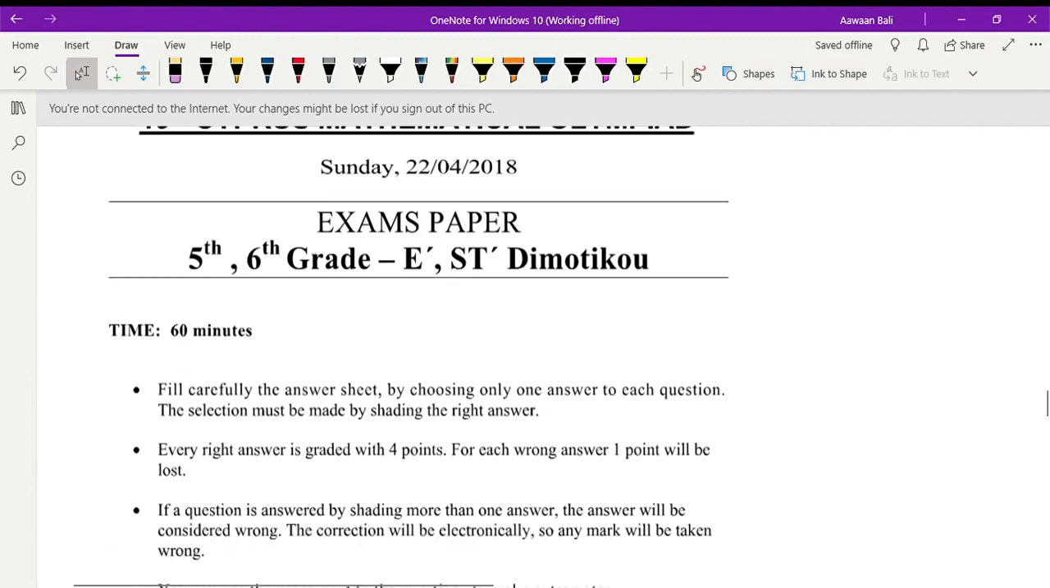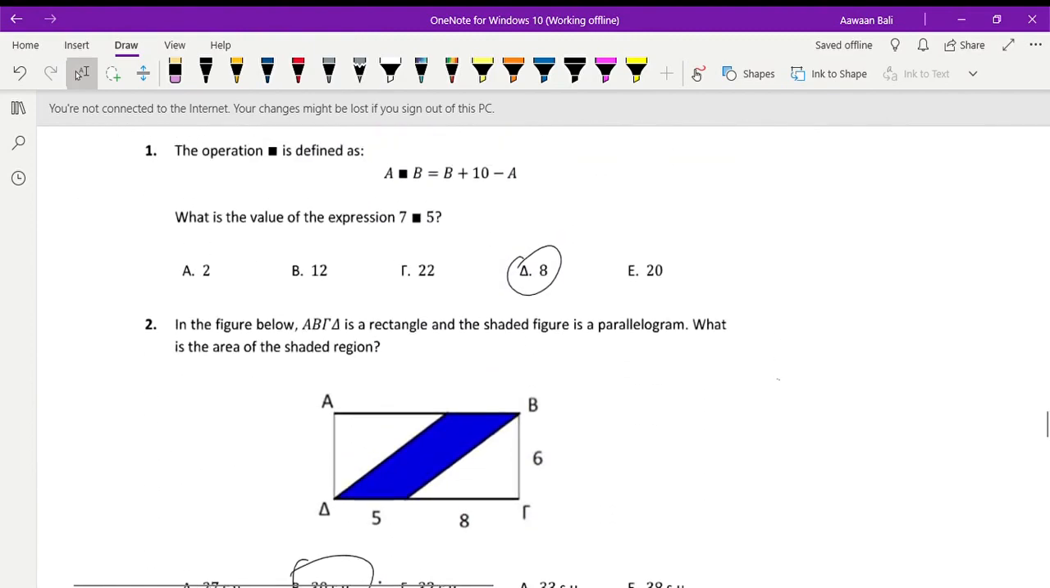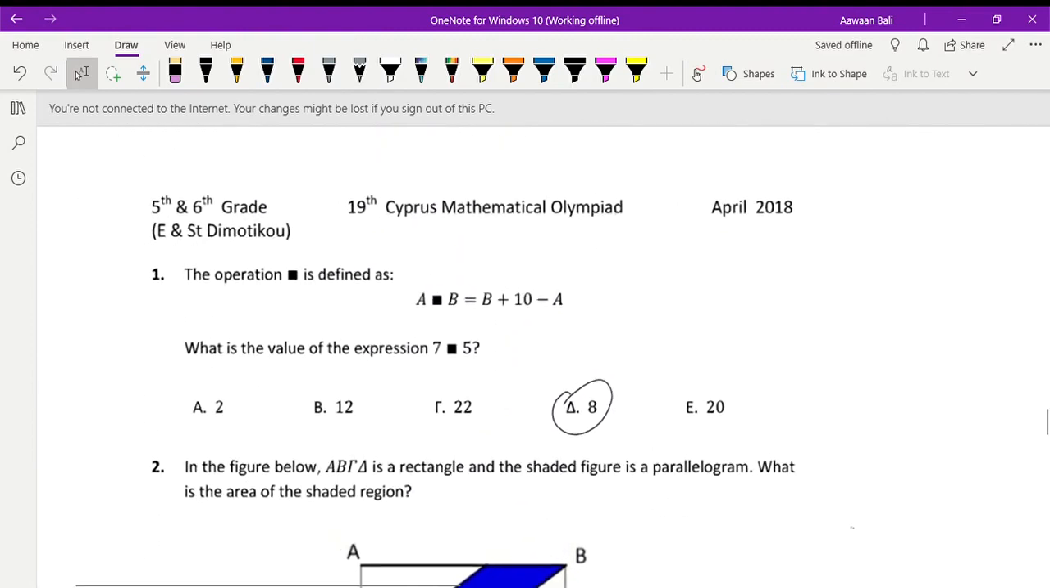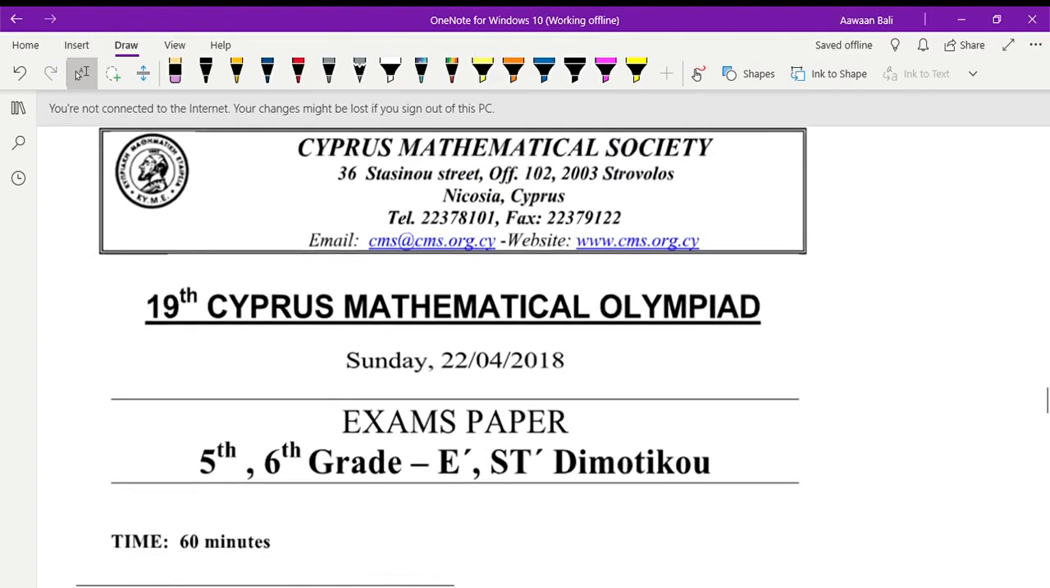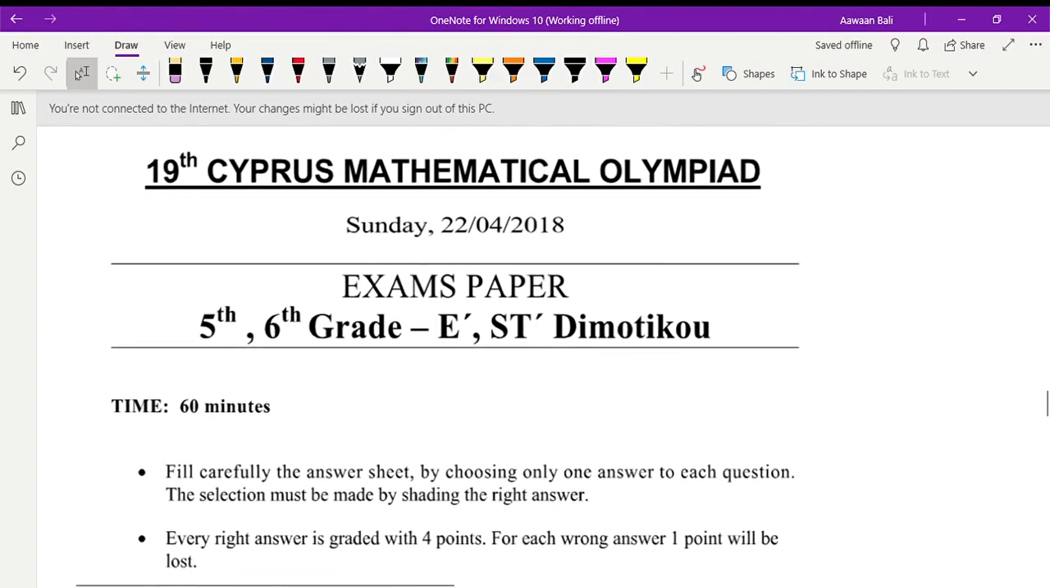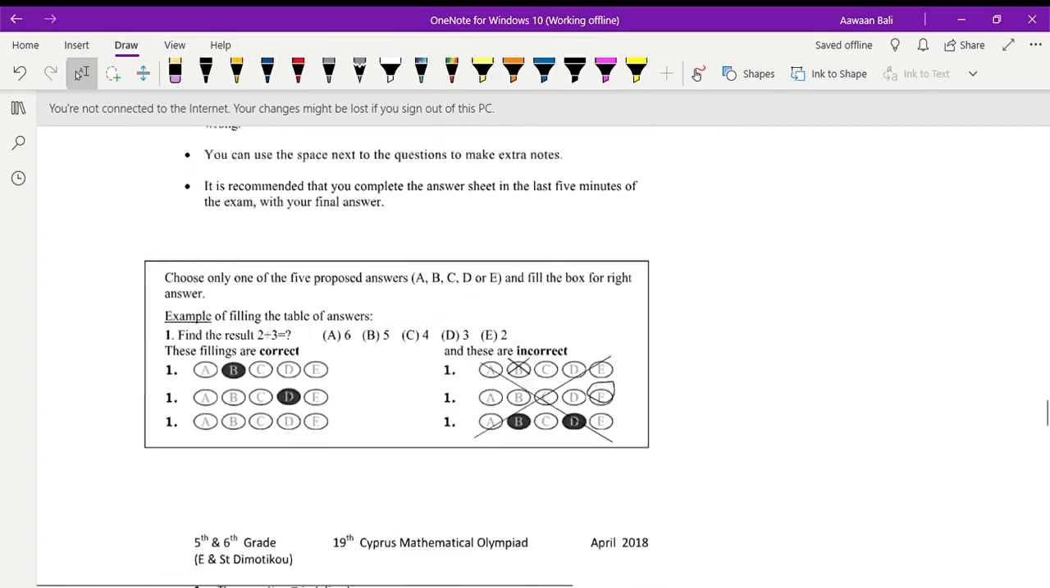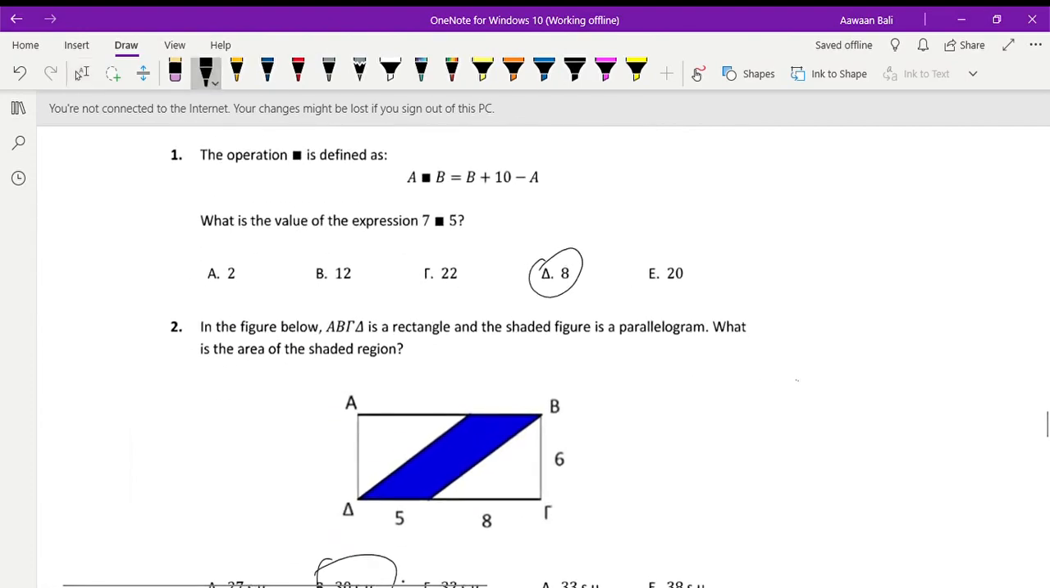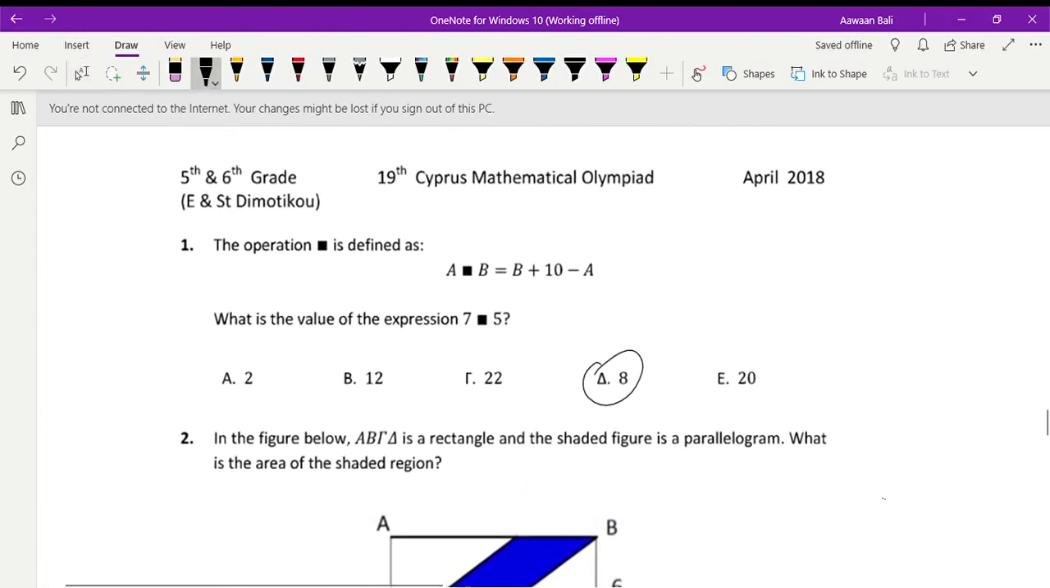So now I guess we have to continue with the next paper. This is 2018. Yeah, so this 2018 to 19 Cyprus Mathematical Olympiad for 5th and 6th grade. Question number 1. The operation square is defined as a square b is equal to b plus 10 minus a. What is the value of the expression 7 square 5?